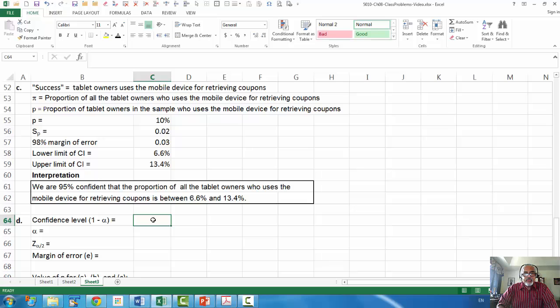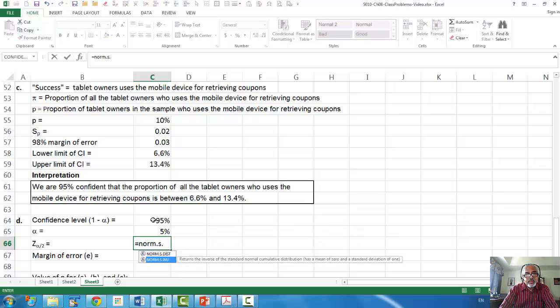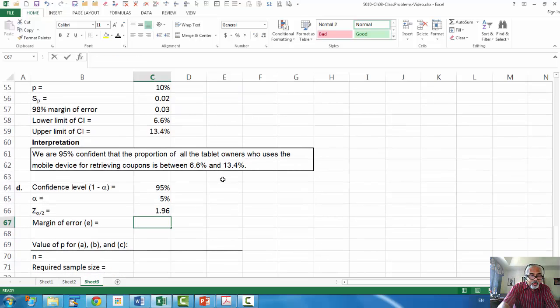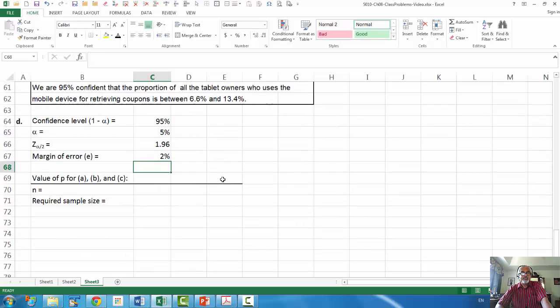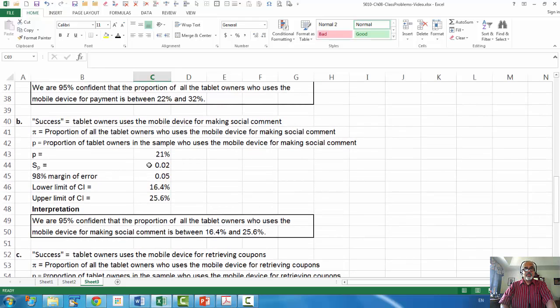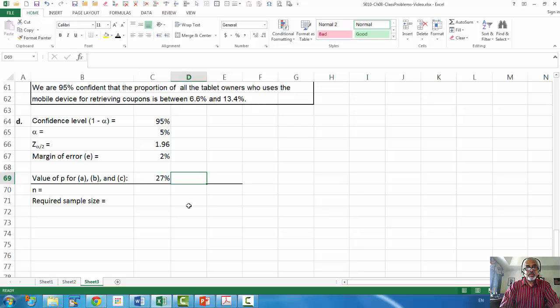Now the question is, we have the same 95%, so this is like before. 1 minus alpha, and then z is NORM.S.INV of 1 minus the top tail. That will give us the z value. Now we want the margin of error to be 2% in each of those cases. So we have the three cases A, B, and C, where p is 27%, 21%, and 10%.